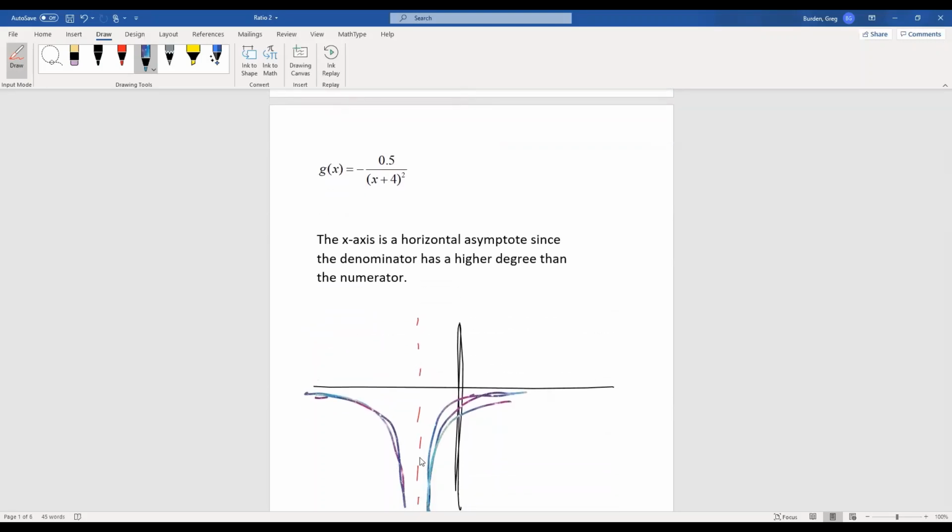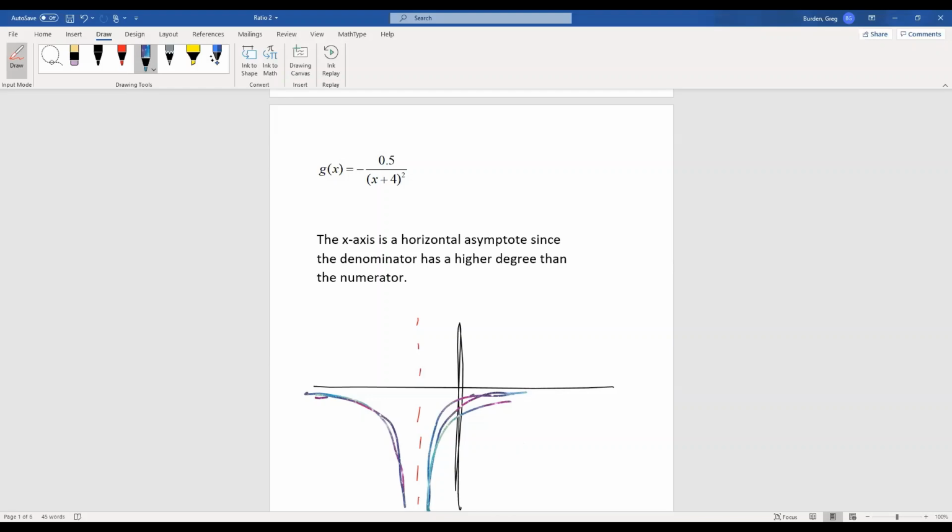Though for a more refined graph, if you're doing this for homework or quizzes or tests, you should actually calculate a few points. One point to notice is that I can't plug in -4 here, because then I'd have -4 plus 4, which is 0, and the square of that is still 0, and we can't divide by 0, which is what that vertical asymptote is all about.